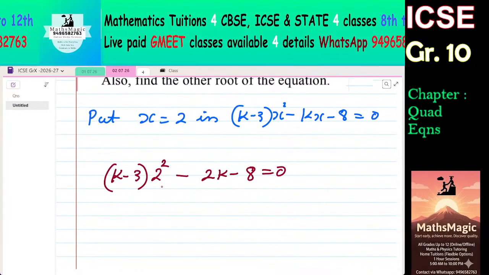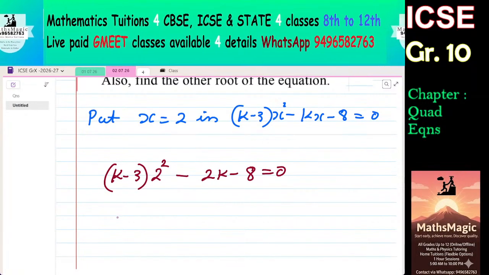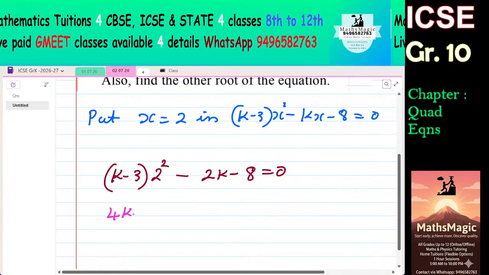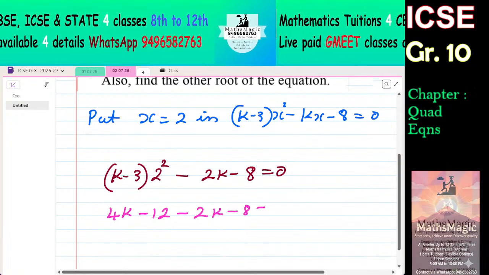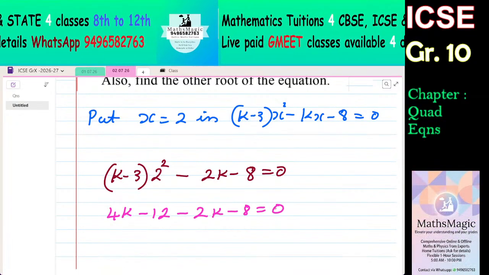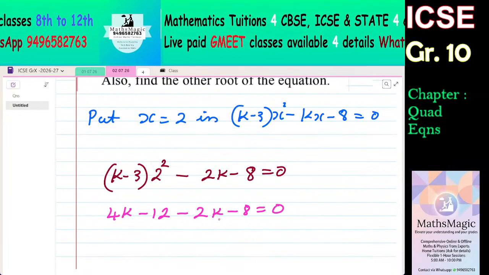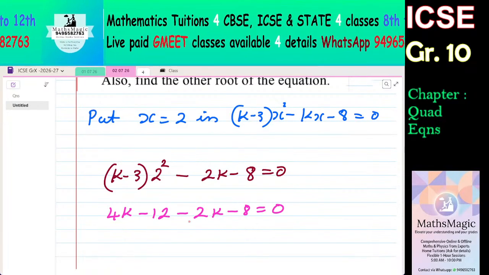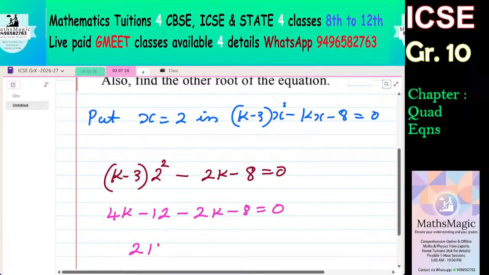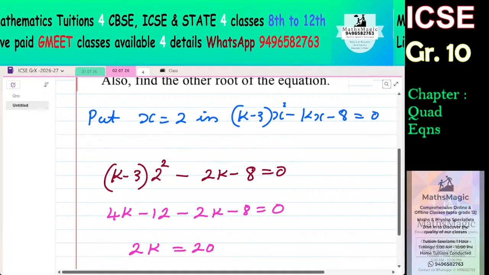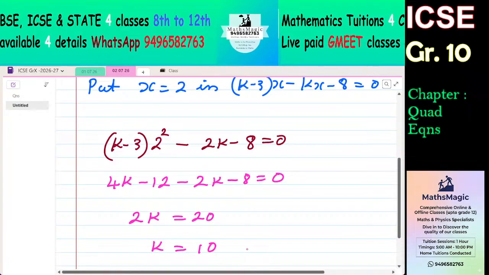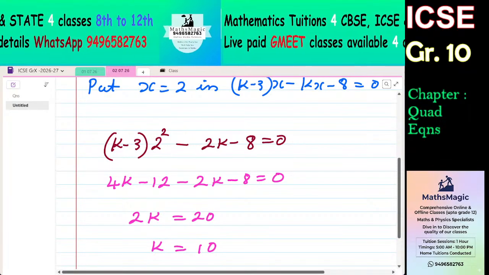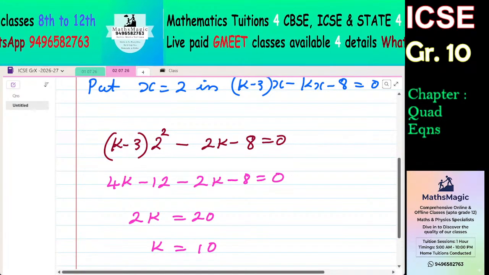Yeah, very good. Now expand it. Here it will become 4k minus 12 minus 2k minus 8 equals 0. Those who have completed can do the next one. 4k minus 2k is 2k equals 20, k equals 5 or 10. What is that? Okay, k is 10.